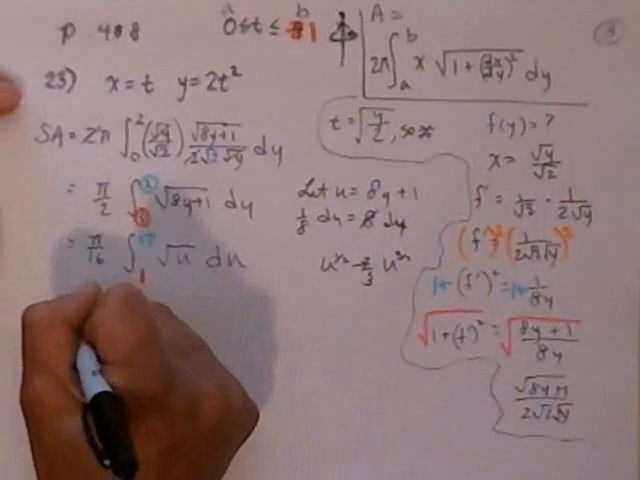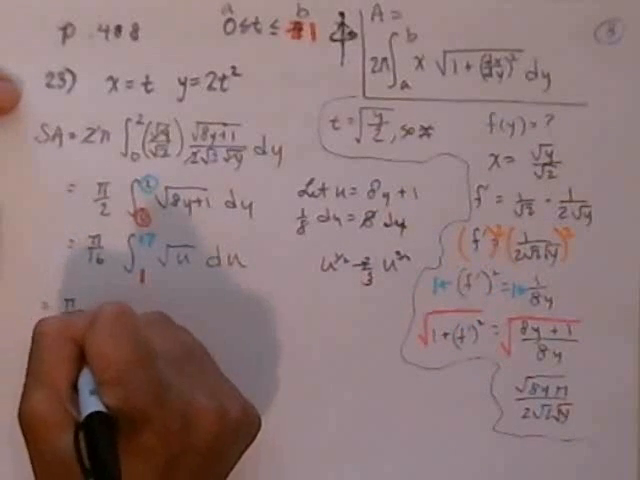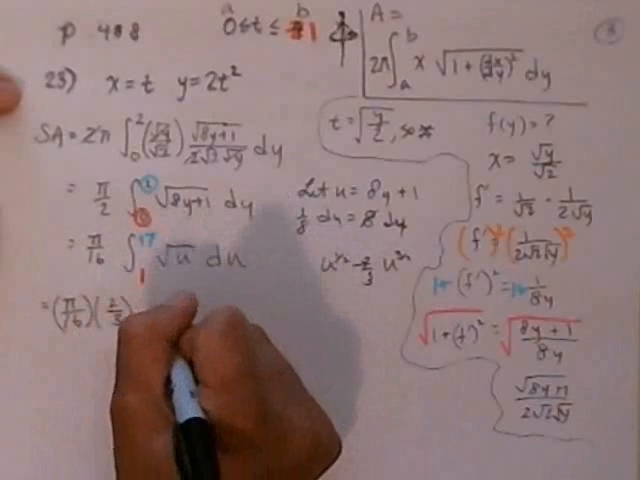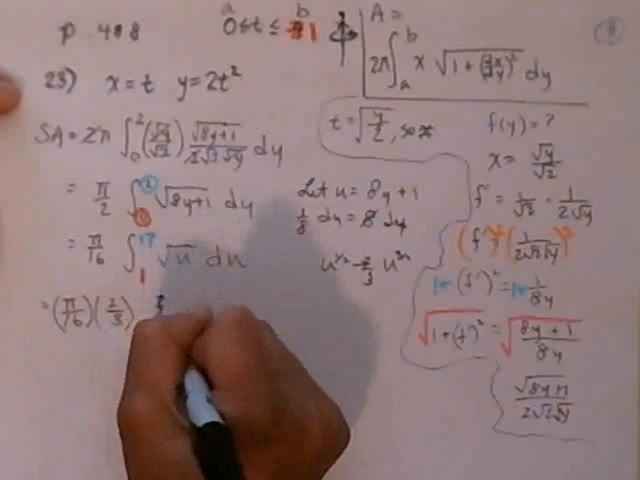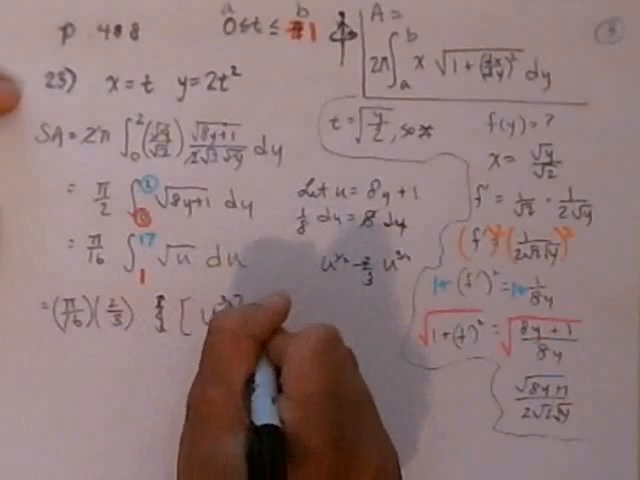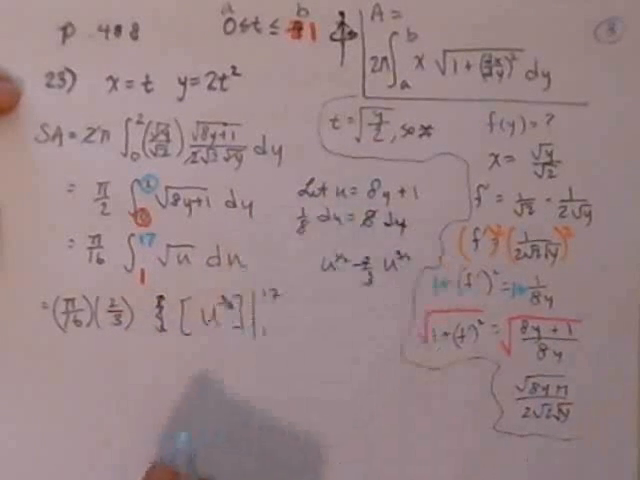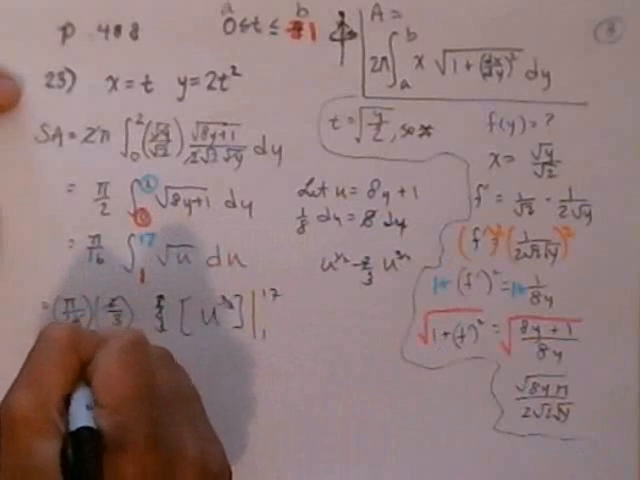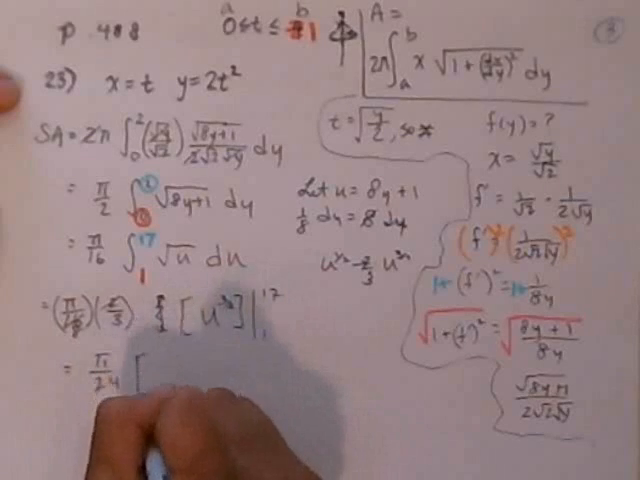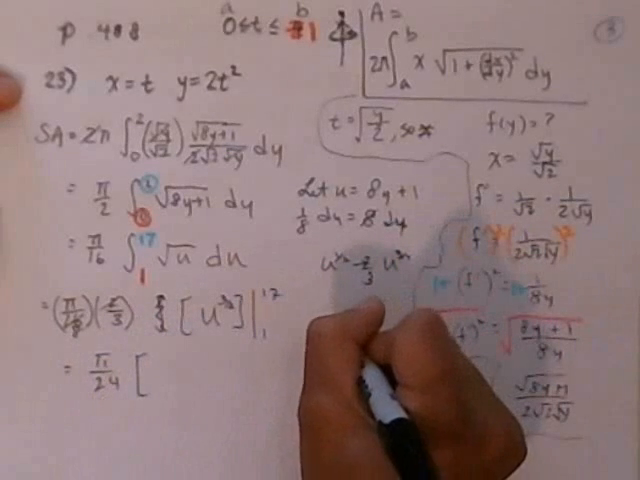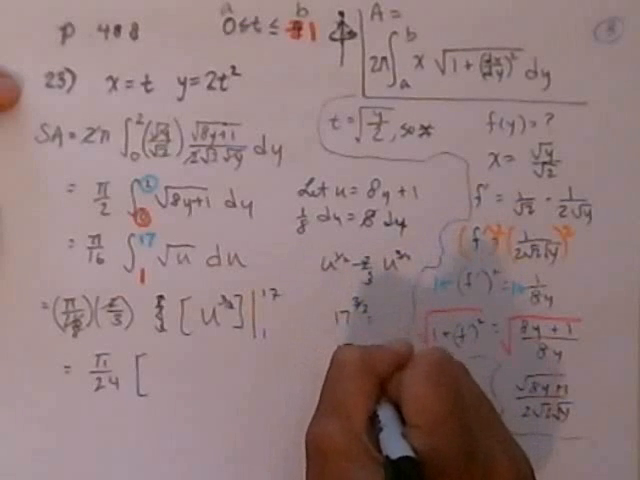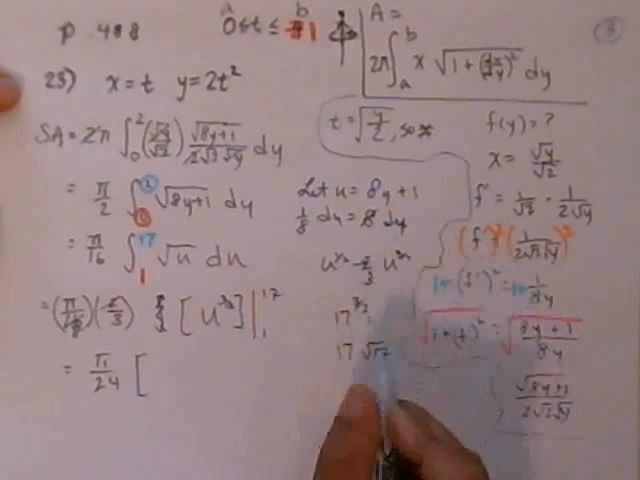So it's going to be pi over 16 times 2/3 times the integral. Now we just integrated that. It's going to be u to the 3/2 evaluated from 1 to 17. Cancel this out, becomes 8. So pi over 24 times 17 to the 3/2, which is the same thing as 17 times square root of 17.